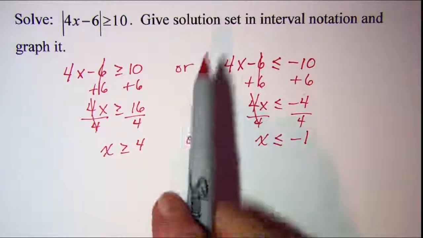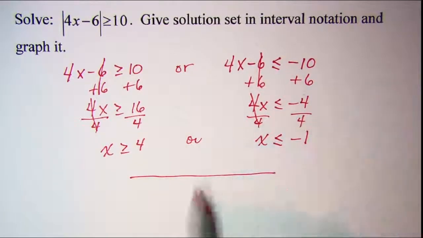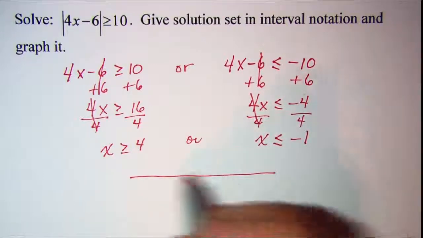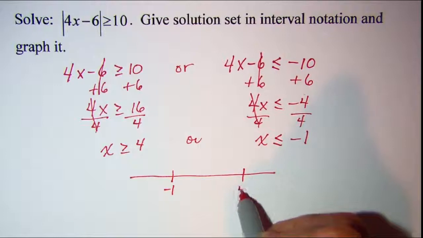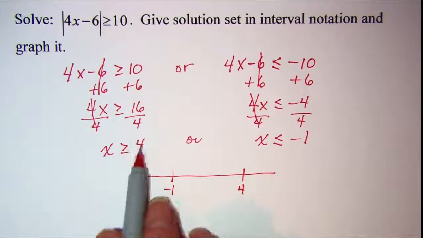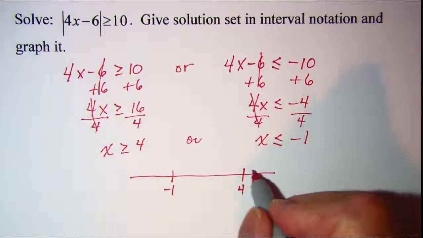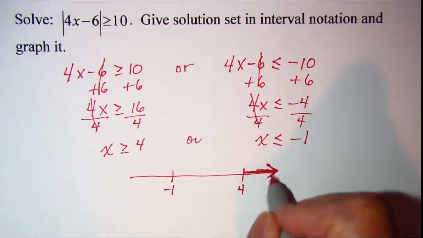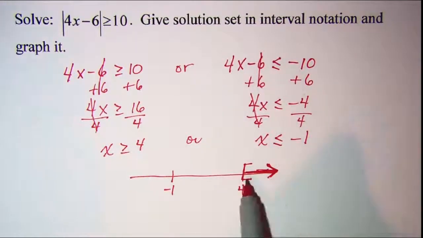Now to write my solution set, let me graph these first. I have 4 and a negative 1. So on the number line, my negative 1 is over here to the left of the 4, so I need to do that. And I want all my x's to be bigger than or equal to 4. So bigger than would be to the right of. And since I'm including my boundary, I have to use a squared off bracket.